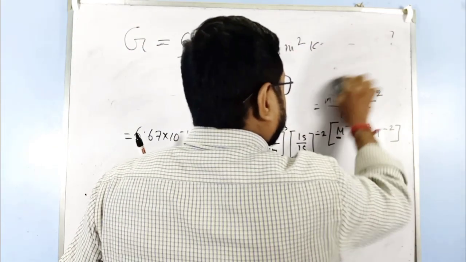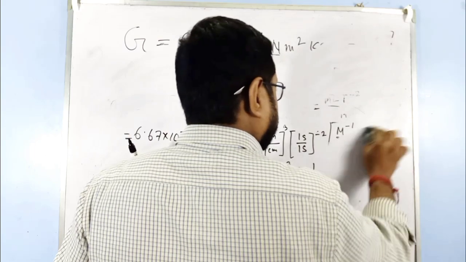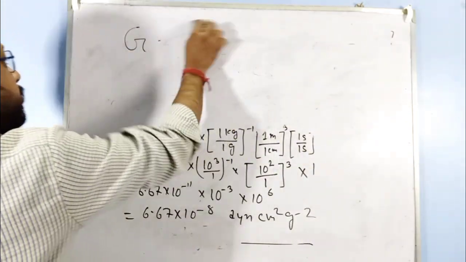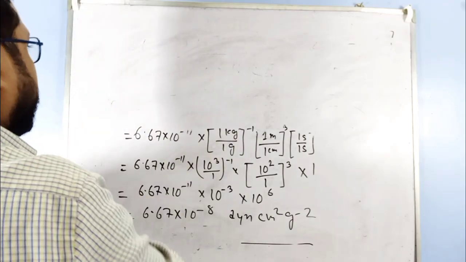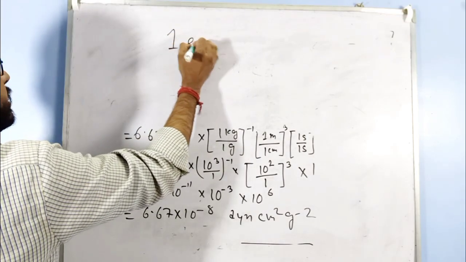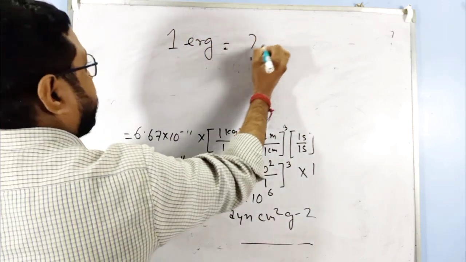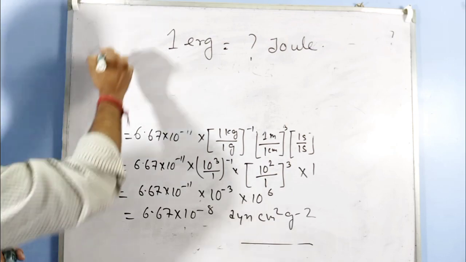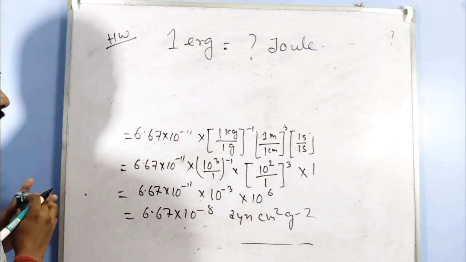Next we go with another example. So you can check at home that one erg, that is the unit of energy, equals how many joules by the unit conversion. This is your homework. Try it in your own way.